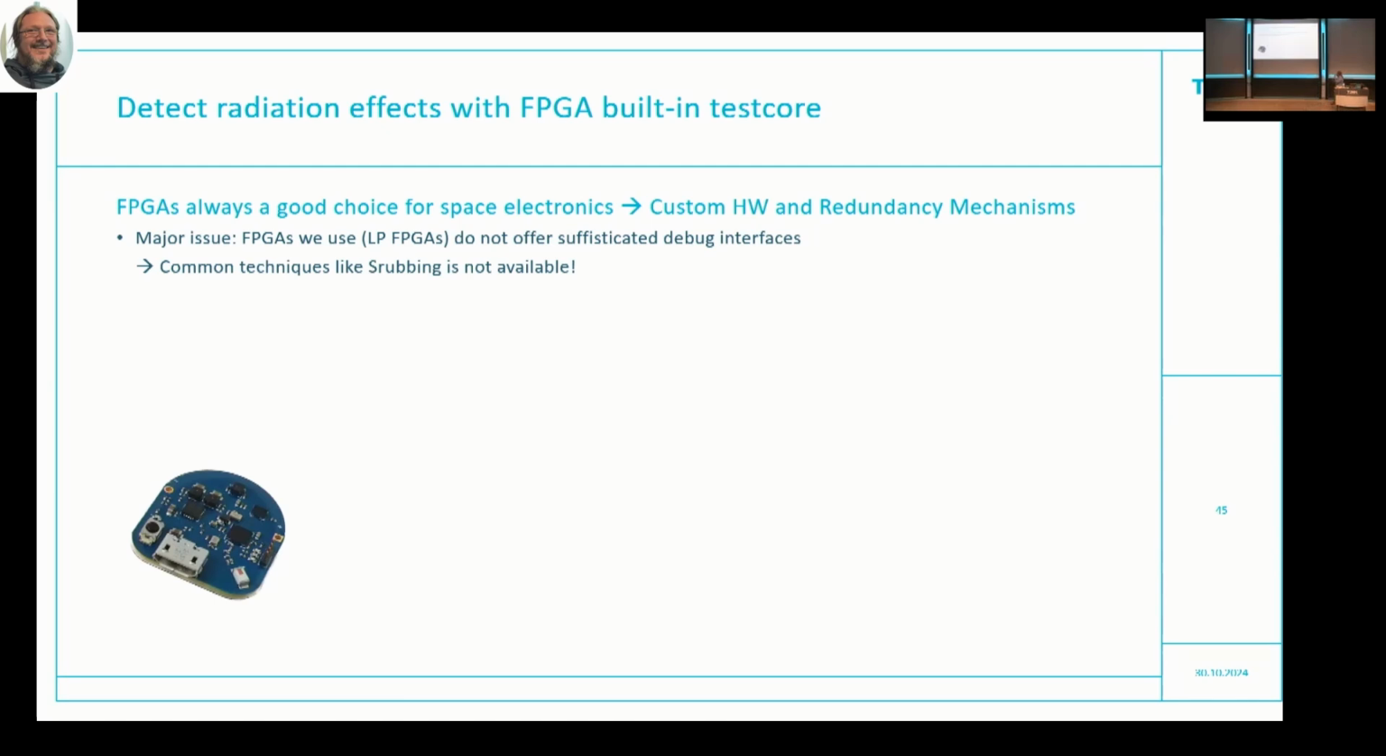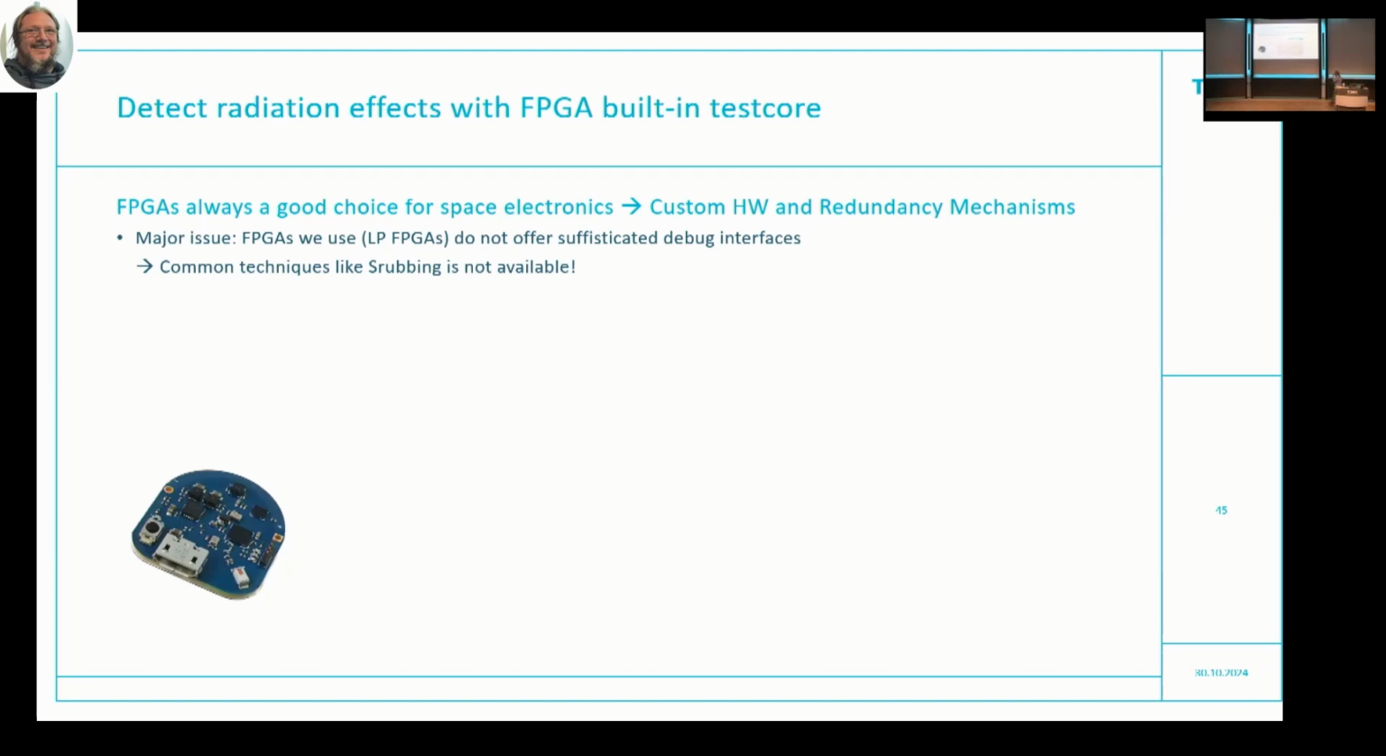The next issue is that on this scale, with the FPGAs that we are talking about, the possibility to do debugging on this device is limited. So we have to find a method which we can use to read out errors that might occur here in our fabric.